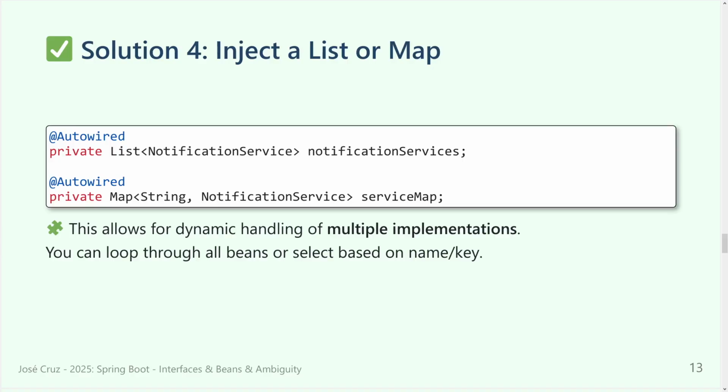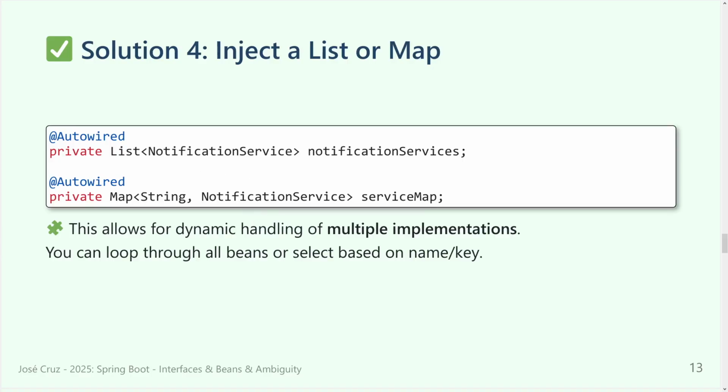And the same, or you can use a map. In this map, you have a key, which will be the name of the bean, and the instance here. It's the same as the list, but you have this additional key. So you have here the name of the bean. Sometimes it's useful. Imagine that you want to send a message, broadcast a message to all channels, to an email, SMS, push notification, like that. So just create a list or a map.